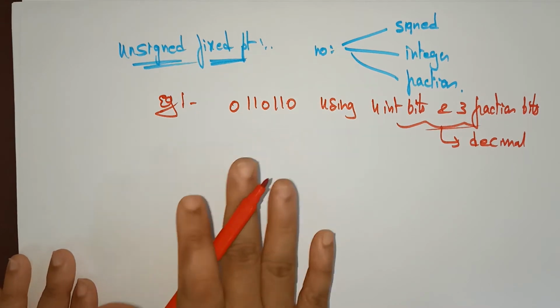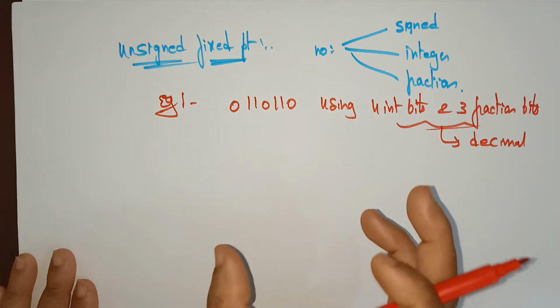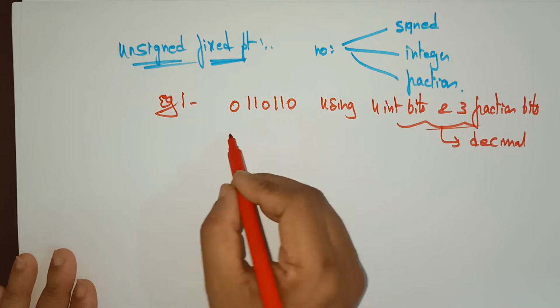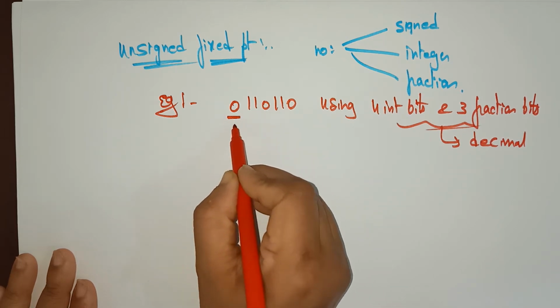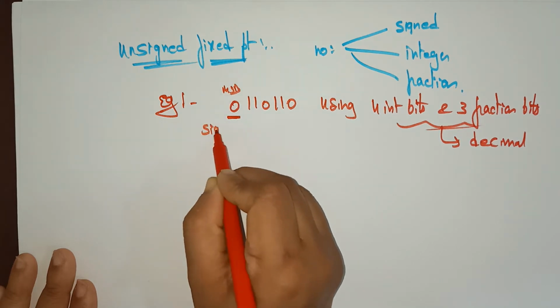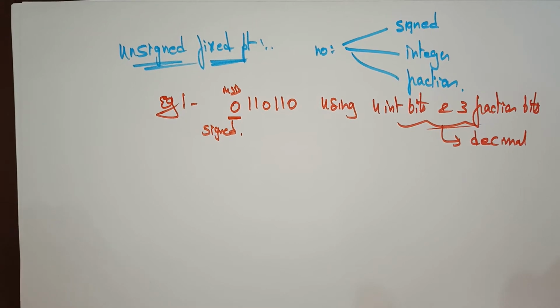Now let's first represent this fixed point number using an unsigned binary number. So this is 0 1 1 0 1 1 0. The first bit is the most significant bit. This is the signed bit. If it is 0, it is a positive number.